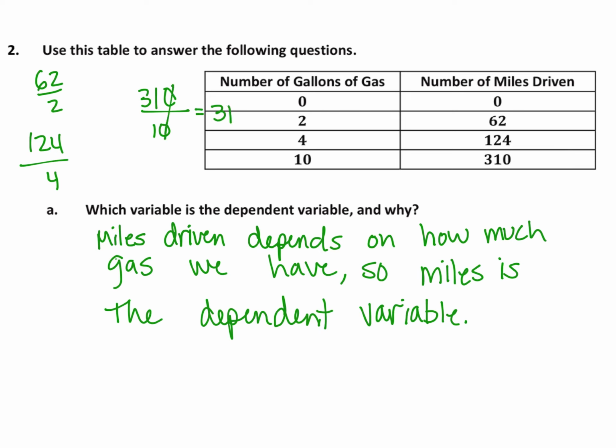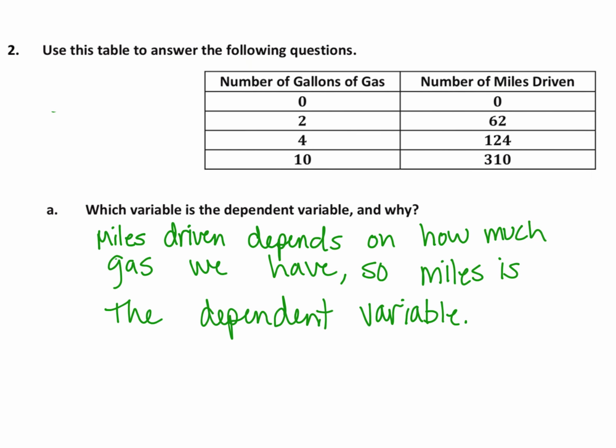This one we can divide out a 10 and we're left with 31. 62 split into 2 equal parts is 31. And 124 split into 4 equal parts is 31. So, for 2B, is it proportional? Yes. All have a constant of 31.